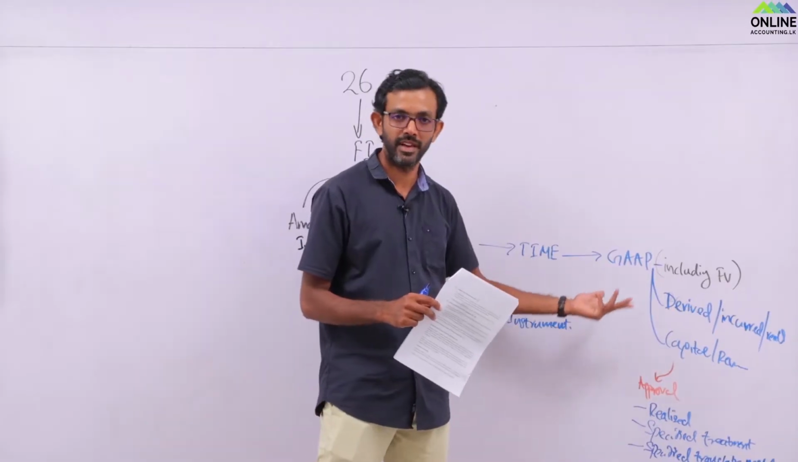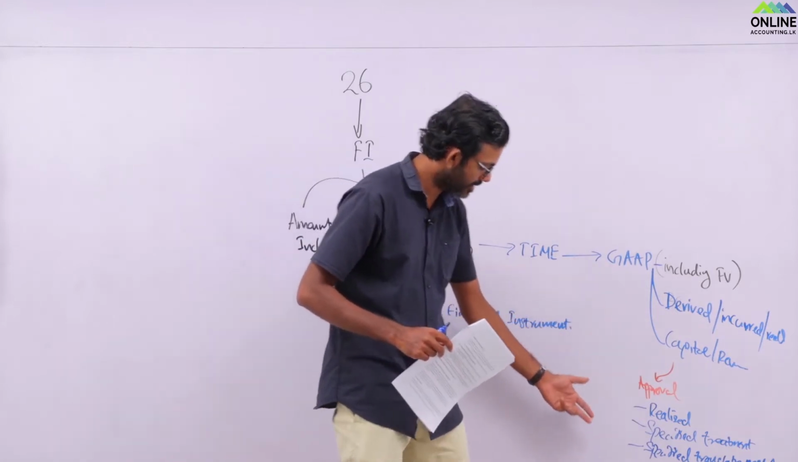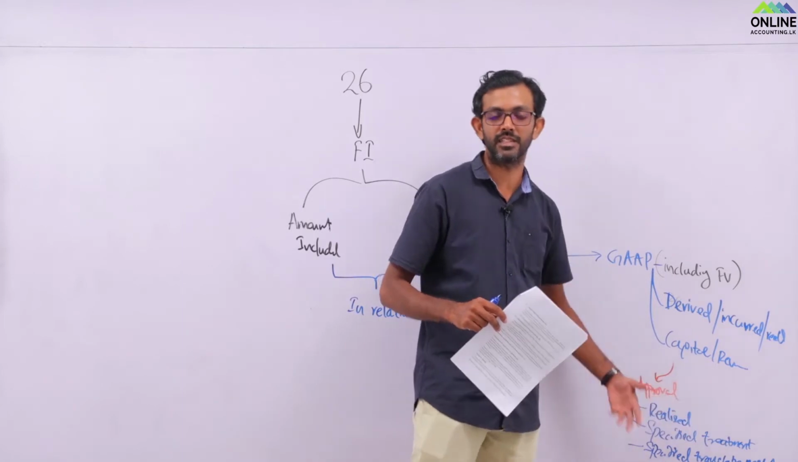Maybe spot rate, maybe average rate, whatever. But with the approval of the Commissioner General, you can go based on the specified transaction. If the Commissioner General says, okay, go by the end of the year.